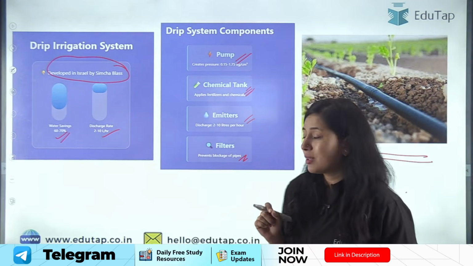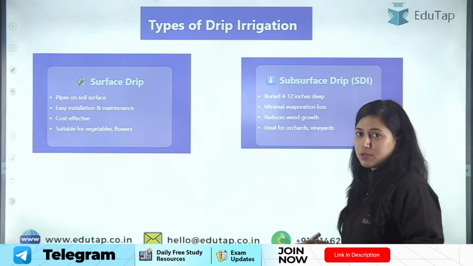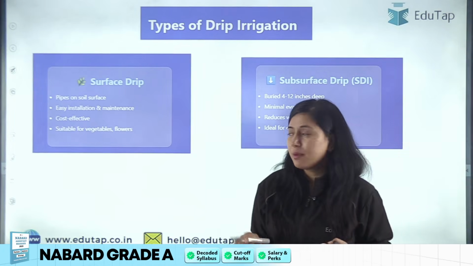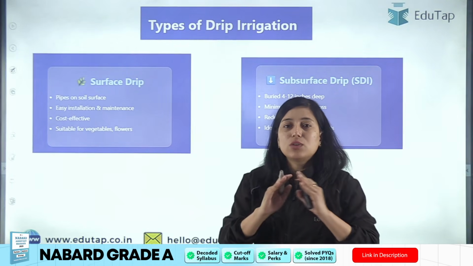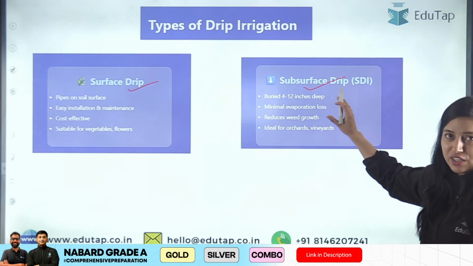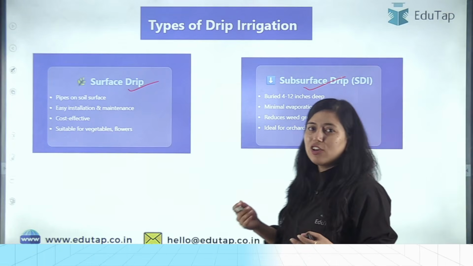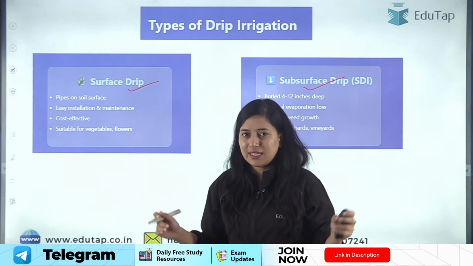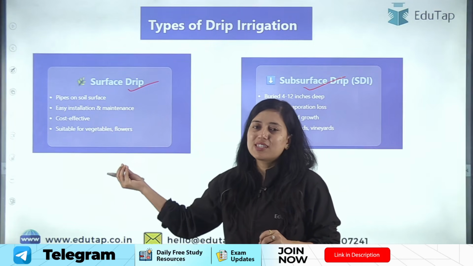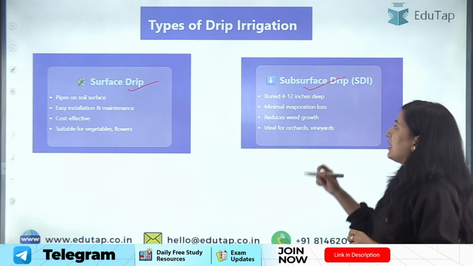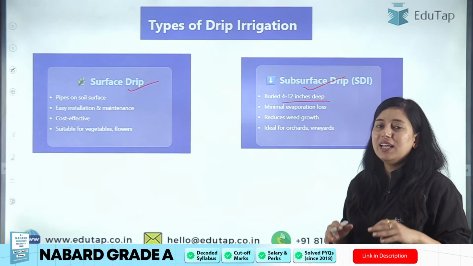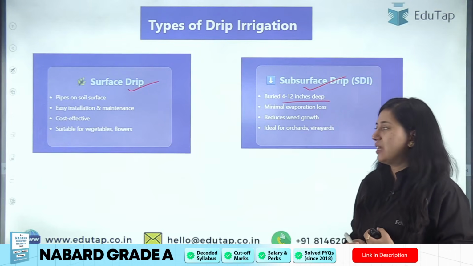Now a very important thing from the drip irrigation system that was asked this year is the different types of drip irrigation system. Earlier we did not used to study this, but now as the question has been asked, we should know that there are two types of drip irrigation system. First we have the surface drip irrigation system, and then we have the subsurface drip irrigation system. Just like your surface irrigation system and subsurface irrigation system, okay? If we are doing drip irrigation on the surface, then that becomes your surface drip irrigation system. But if we are burying these pipes 4 to 12 inches deep inside the soil, then that is your subsurface drip irrigation system. Okay?